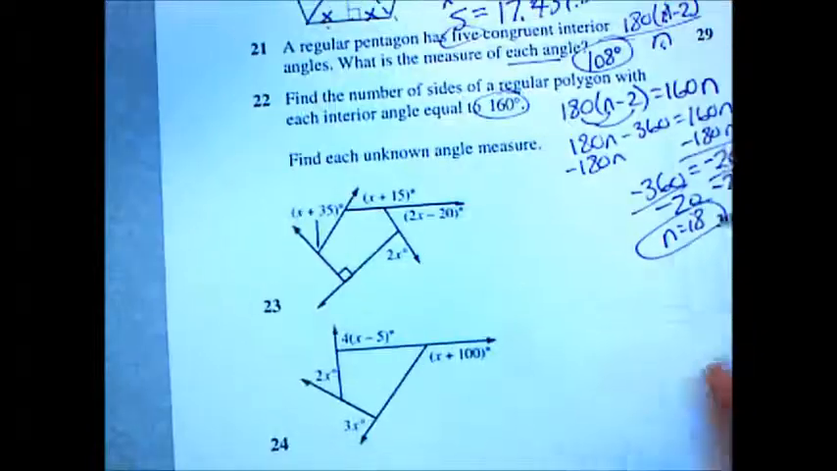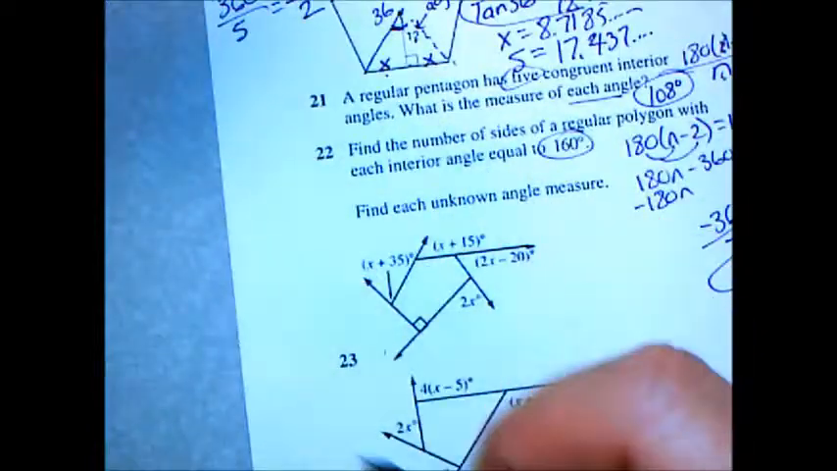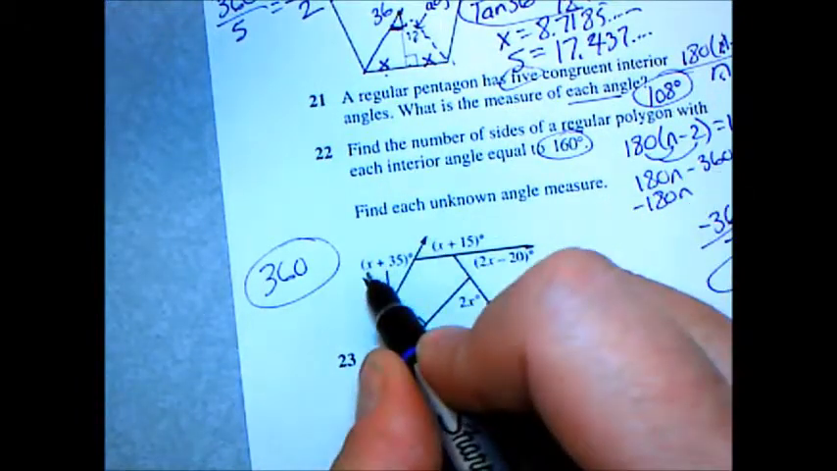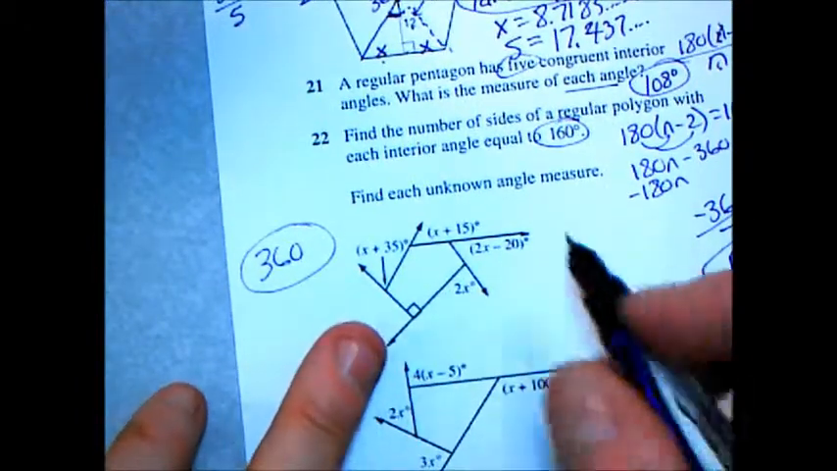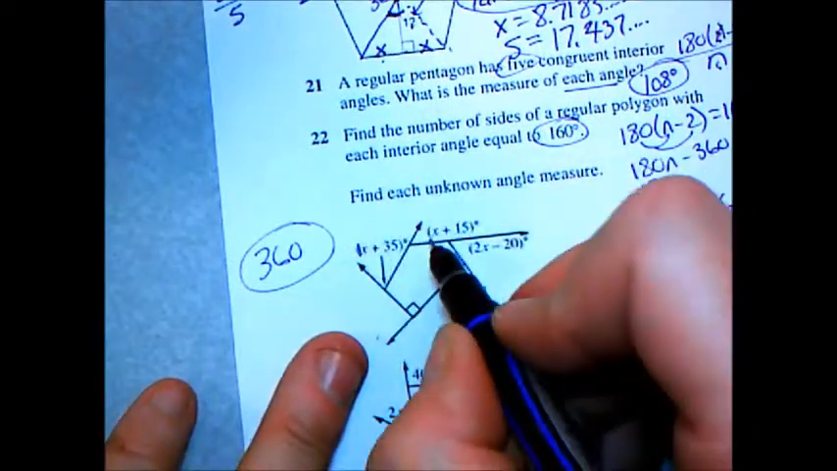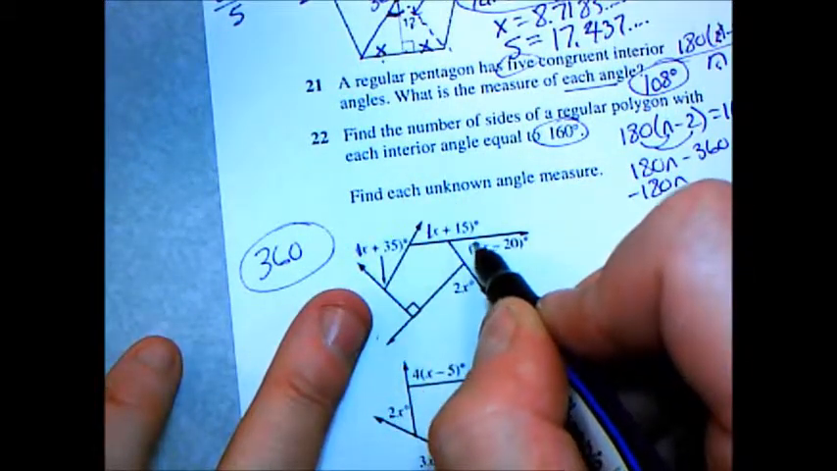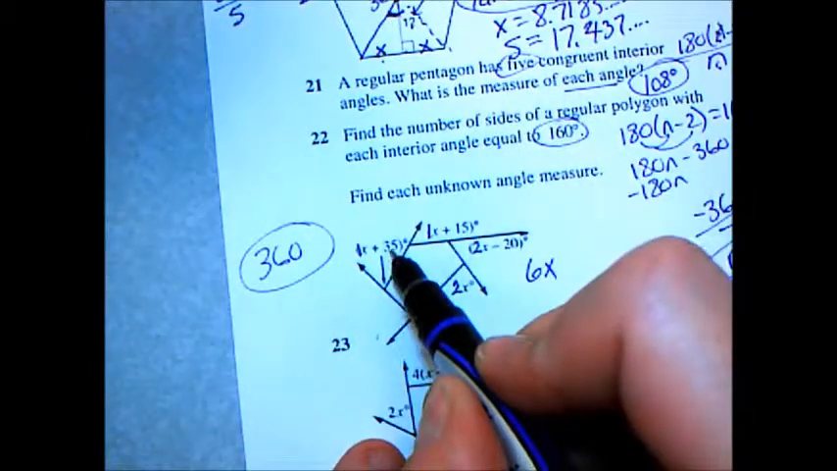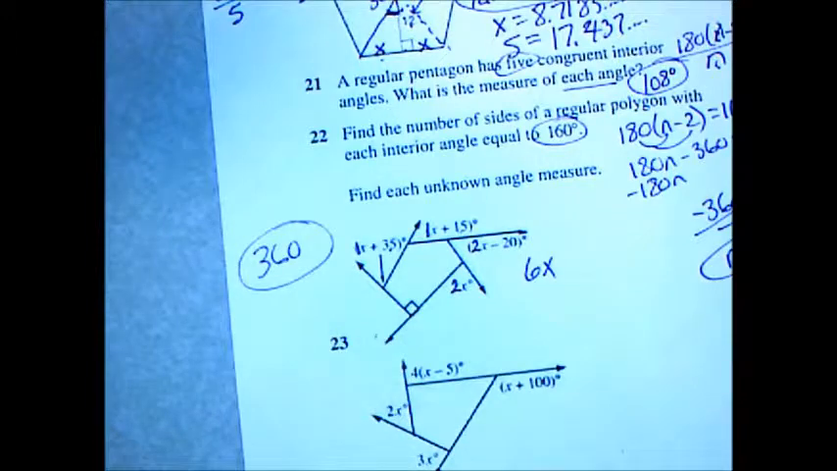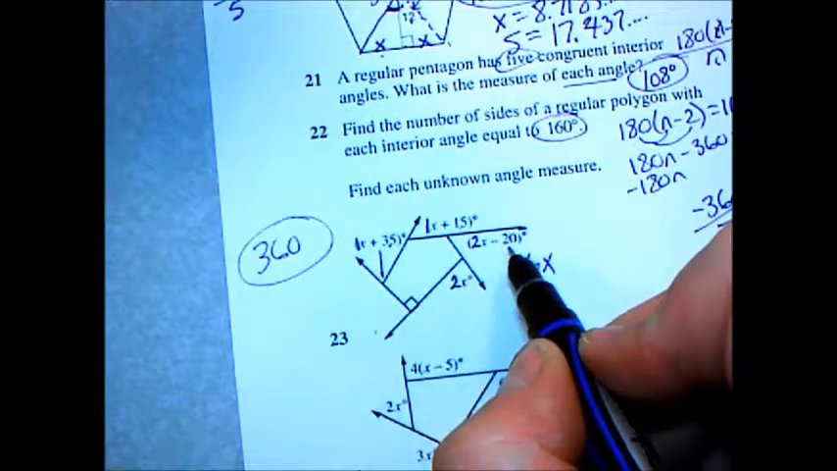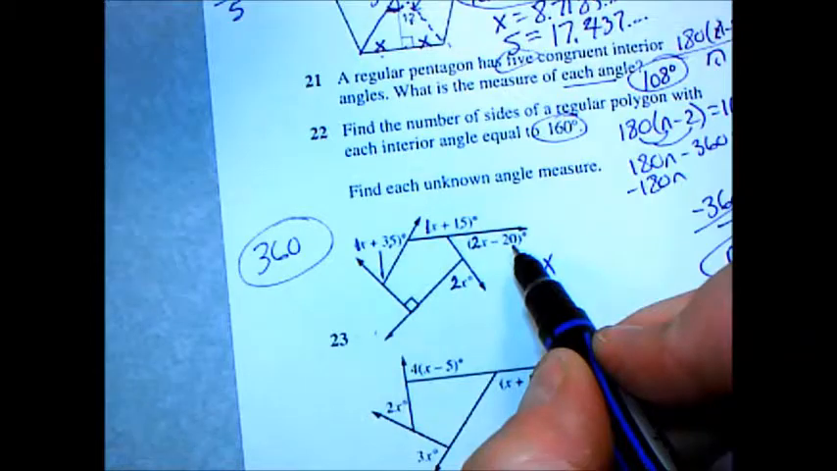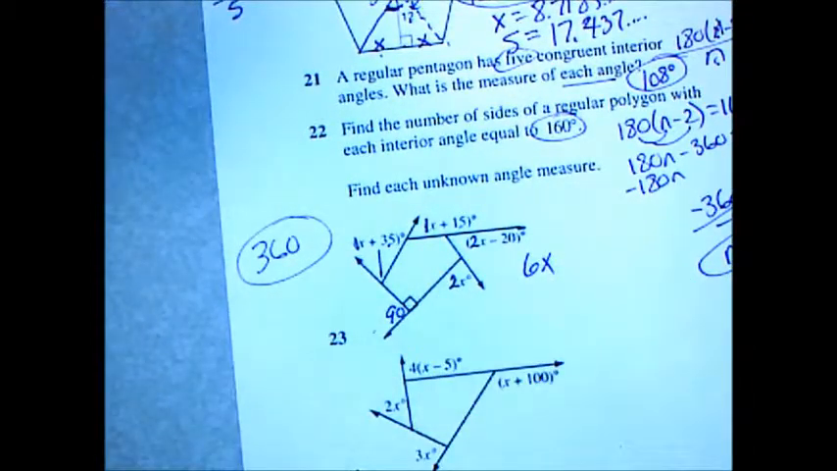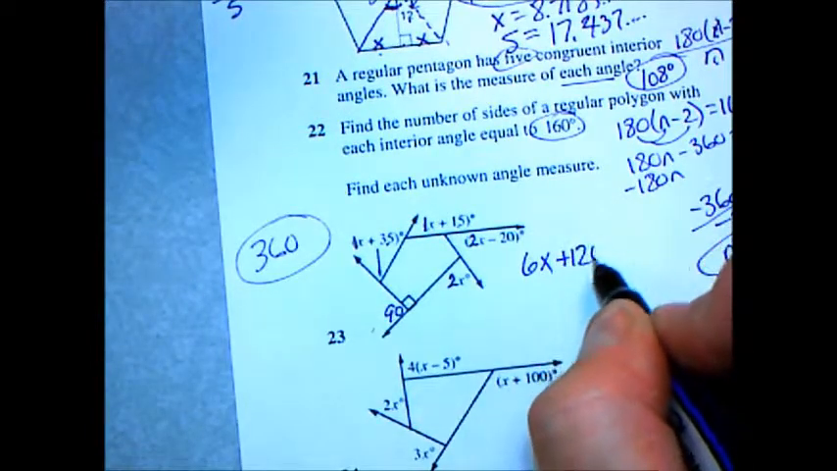On 23 and 24, they have exterior angles, and all exterior angles add to 360. That's very important to know. So I'm going to take each one of these and add them up. On the first one I have a 1x and another 1x, that's 2 x's. There's 3, 4, 5, 6 x's. And then I have 35 plus 15. That gives me 50 minus 20, gives me 30 plus nothing. And then this one is a 90, so I need to add 90. And that will give me 120 for that slot.